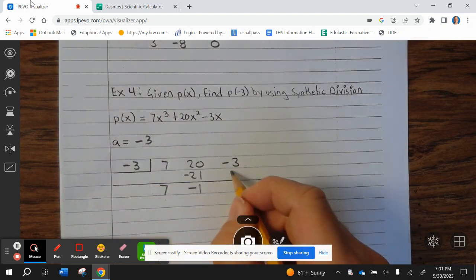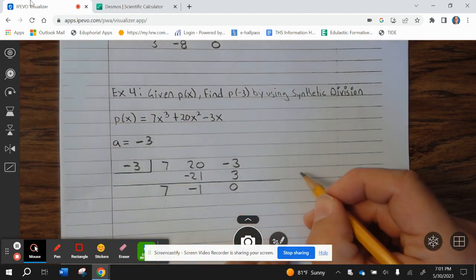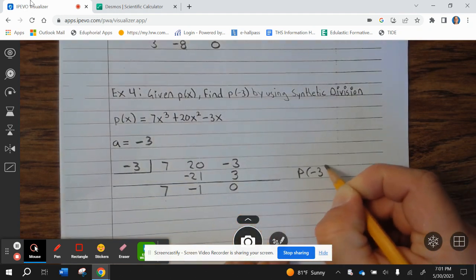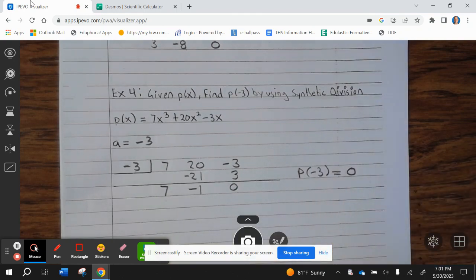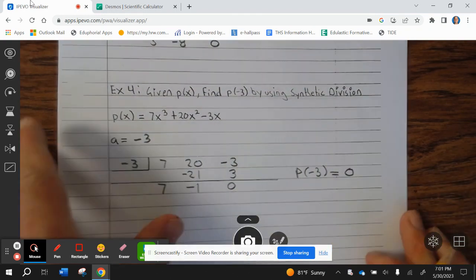Negative 3 times negative 1 is a positive 3. So p of negative 3 equals 0. All right, go ahead and finish up example 4.